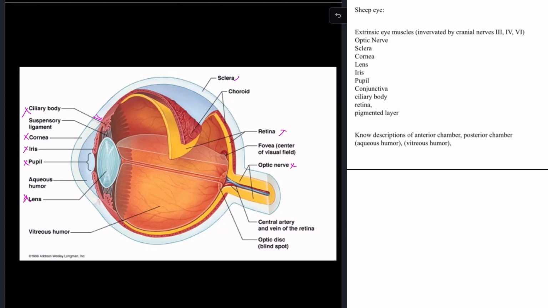Okay, the aqueous humor is this right here. That right there is the aqueous humor. It can also be known as the anterior chamber. And then of course right here is the vitreous humor, which is also known as the posterior chamber. Now this is just from a human eye model. The missing ones that I didn't go over, I'm going to go over in the sheep model because that's the more important one.